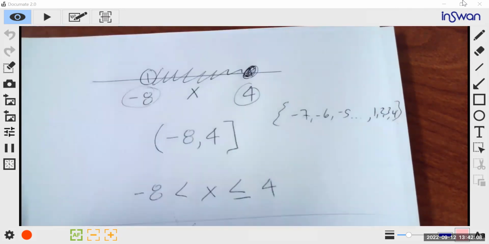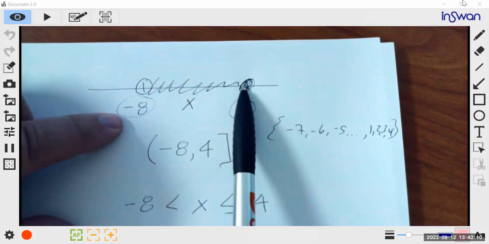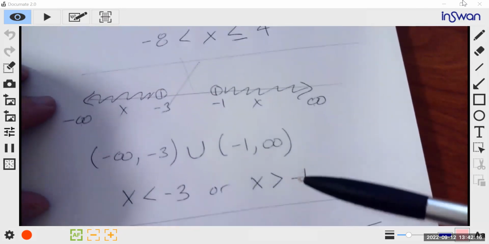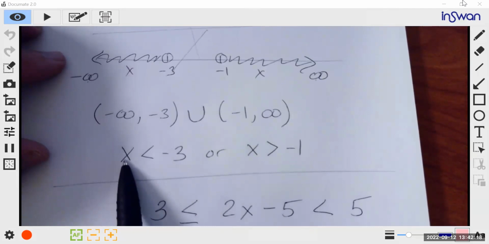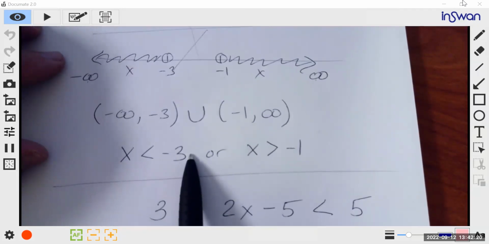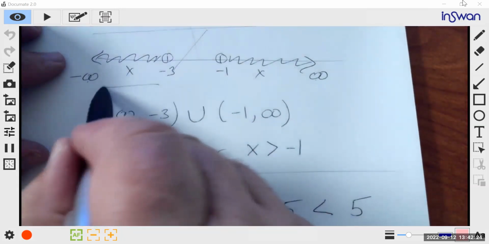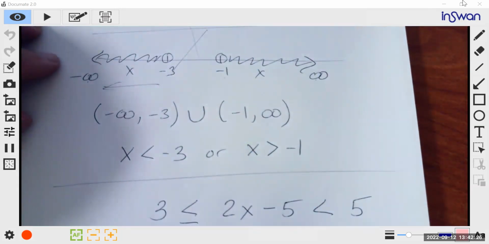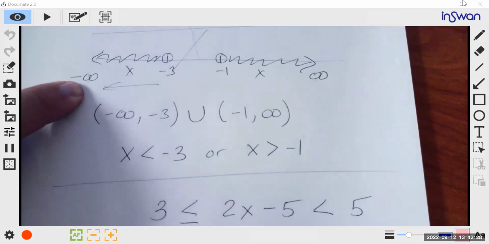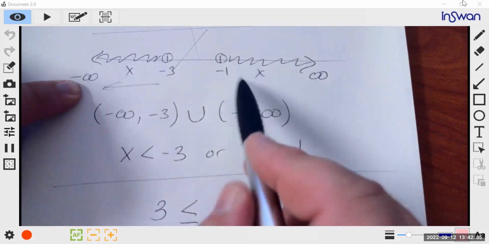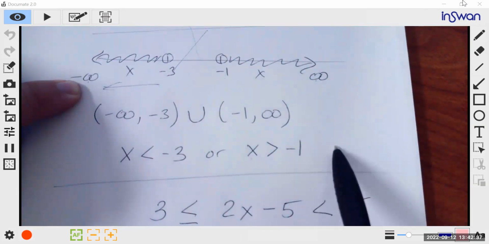Either the graph would be given to you this way, or it's given to you this way. Notice how the statements are written. This one says x is less than -3. Does it tell you where it ends? Less than -3 means it goes to the left. There is no ending, so it goes to negative infinity. And this one here, x is greater than -1, so it goes to the right. It never tells me where to stop.